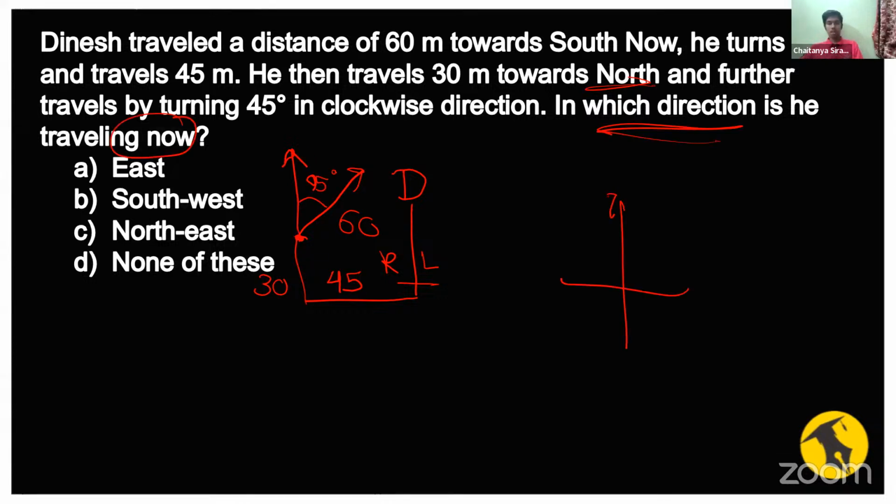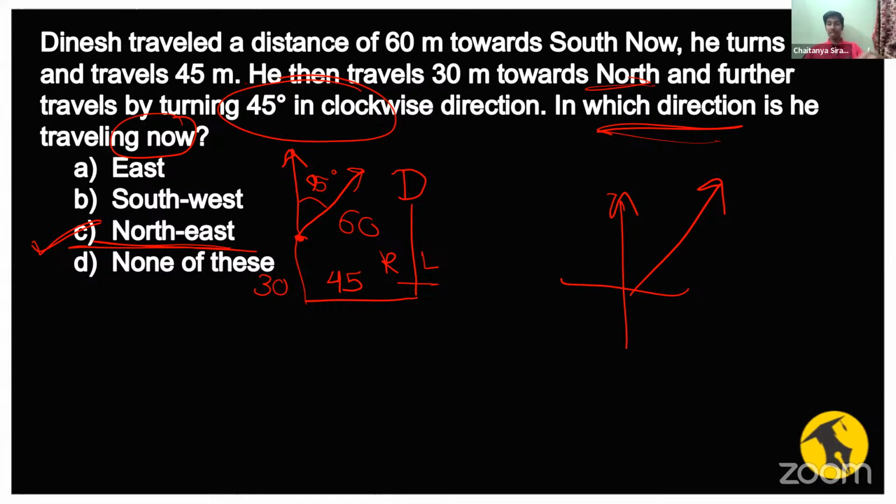If you draw a reference point, it is this way. So this is nothing but northeast. Option C. All right. Easy question. Here he had been moving a little bit, and then there was a 45-degree turn.